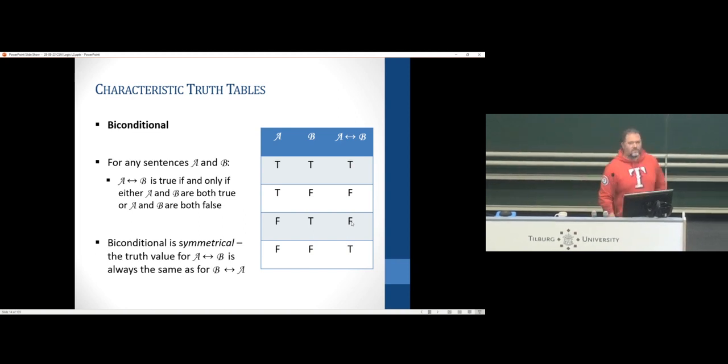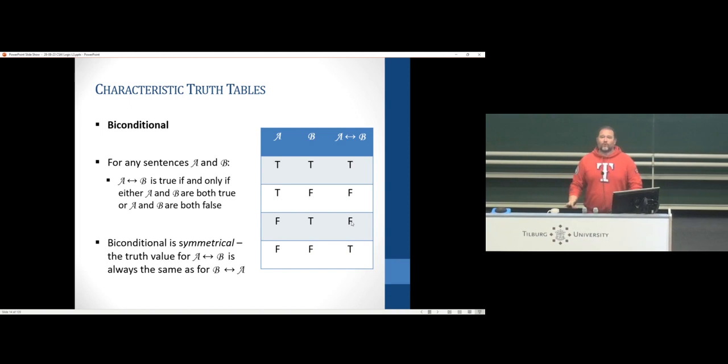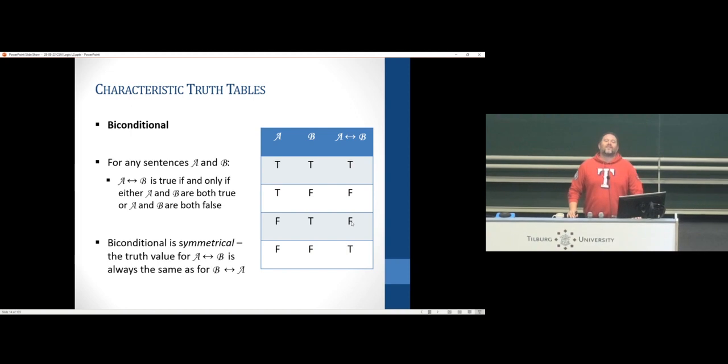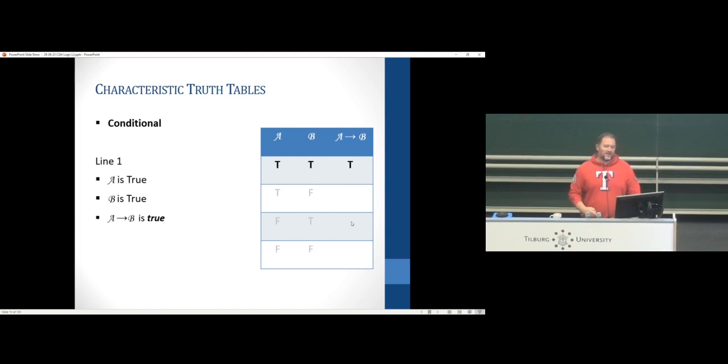Okay, so cool. 4 out of 5. All that's left is the conditional. The conditional sucks. It's a mess. It's very weird. I'm going to tell you now. So let's go through the conditional one line by line.